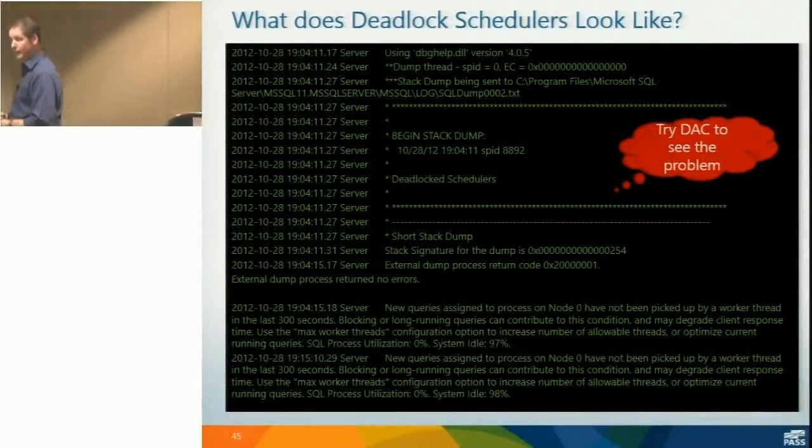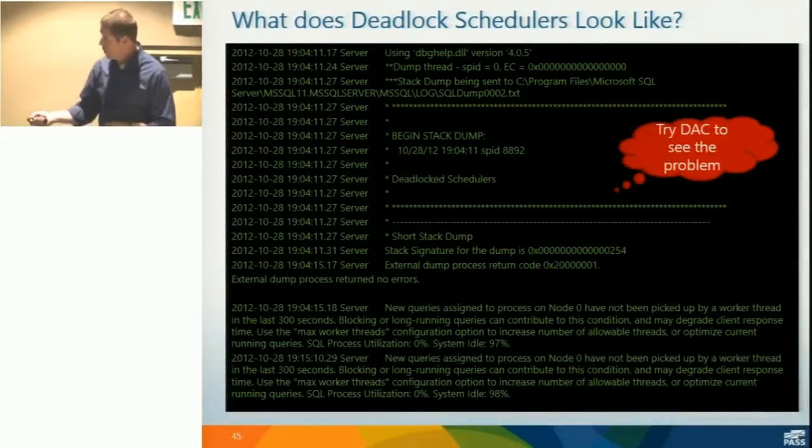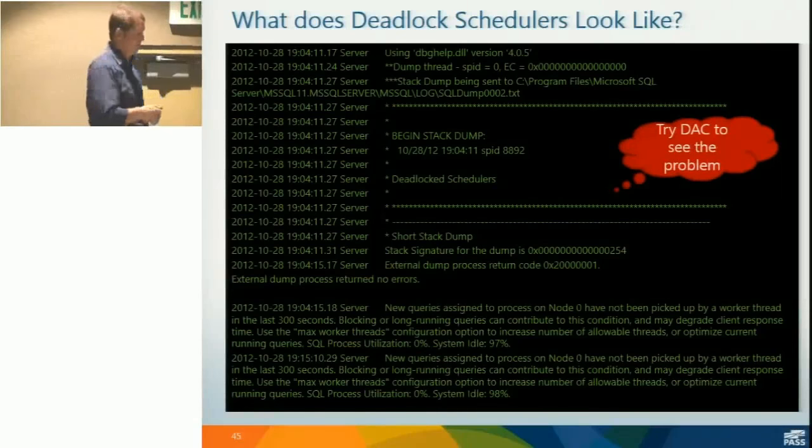You get a stack dump based on the conditions I said, and then you get a slightly different message than non-yielding. No new queries assigned to this process have not been picked up by a worker thread. That's what it means, right? And because it's by node, you see the node, and you get a stack dump and can go look at the stack.